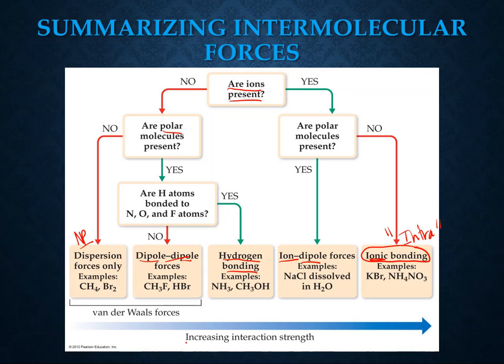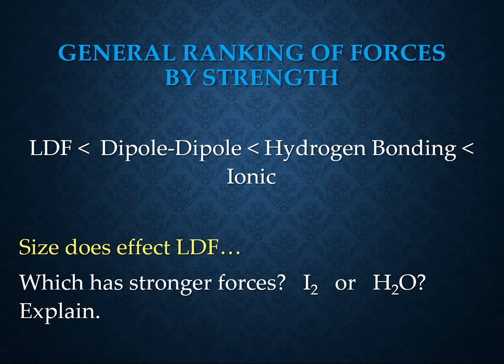Now, this is the generalized increasing interaction strength. This really only works if we're talking about comparable sizes. Once we get into non-comparable sizes, then you have to go based off of the data. So speaking of our general trend of forces by strength, LDF is the weakest, then comes dipole-dipole, then comes hydrogen bonding. These are all falling under the IMF category. And then ionic is the greatest, and it's on the intra side of things.